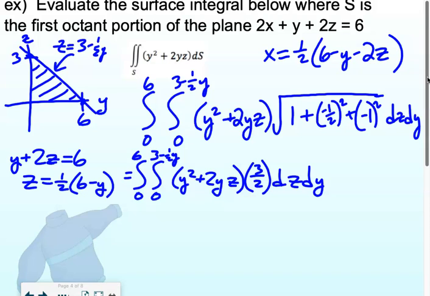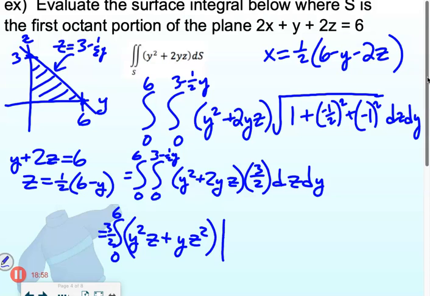All right. First dz, so we have y squared z plus y z squared. I'm going to put the 3/2 out front, evaluated from 0 to 3 minus 1/2 y.